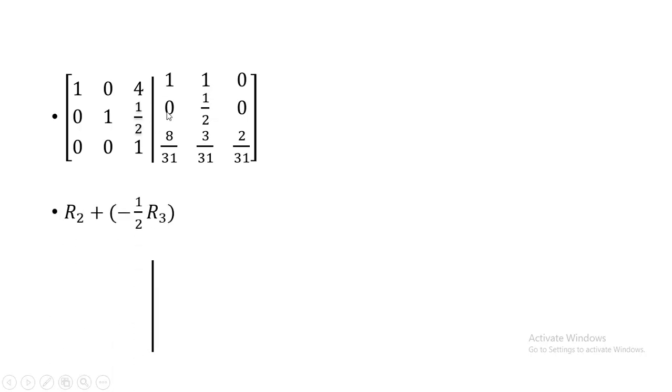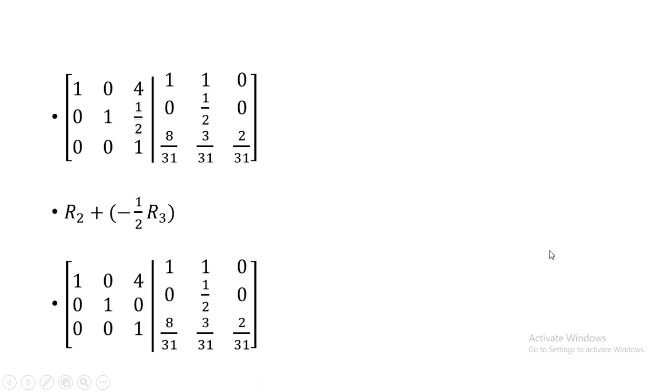Now the first operation that we're going to do is, we're going to make this element into 0. Okay, so what are the operations required? R2 plus minus 1 by 2 into R3. So I've just multiplied R3 by minus 1 by 2, okay, and I will be adding it to the second row. The result will be that this element will now become 0. There you go.